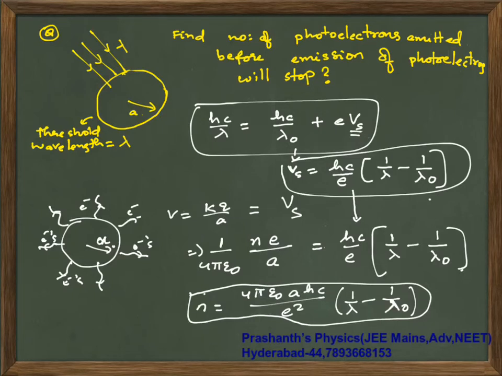So when n electrons are removed, your potential becomes kq by A. Your kq by A should be equal to your stopping potential. If n electrons are removed, your q becomes n into E. So your stopping potential from the photoelectric effect equation, I am equating it to this, and you will get the value of n.